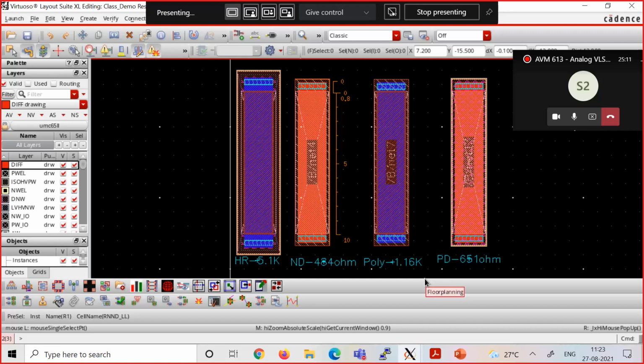Yes, sir. So is the resistor size greater than the size of the transistor here? See, the transistor also you can make whatever size you want. In yesterday's class, I showed you a 2 micrometer by 60 nanometer device, which is a very small transistor. And yes, you are right, this is a 10 micron by 2 micron, so this is definitely bigger than your transistor.